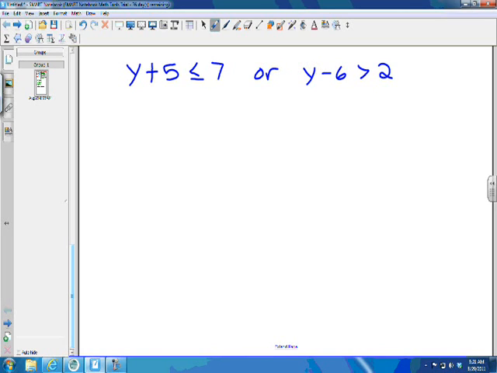So over here, what would we do to solve for y? Subtract the 5. So we have y is less than or equal to 2. Or over here, what would we do? Add the 6. And we have y is greater than 8. Again, that looks just like the disjunction example from up above.